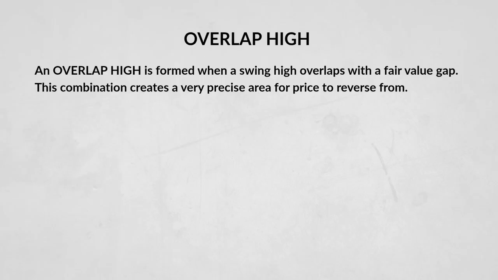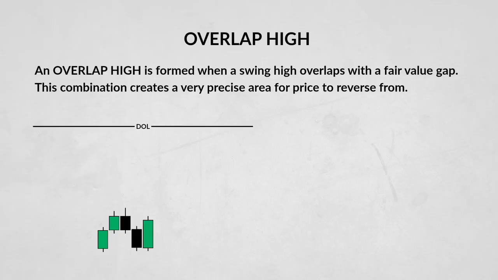For example, let's say you finished analyzing your higher time frame, and your drawn liquidity is above price. Then you see the market create a swing high, followed by an impulsive move to the upside that leaves behind a fair value gap. And that fair value gap clearly overlaps with the swing high. That becomes your overlap high.